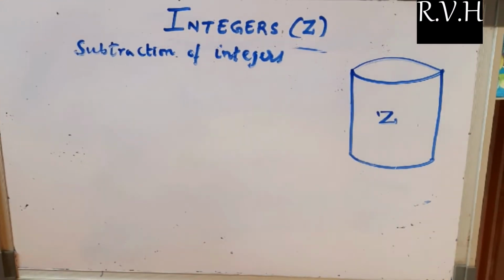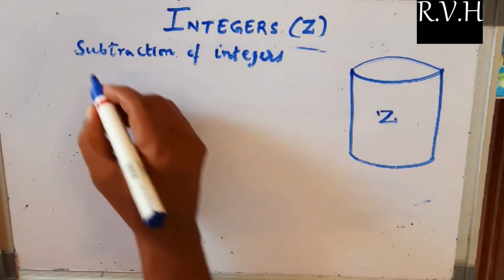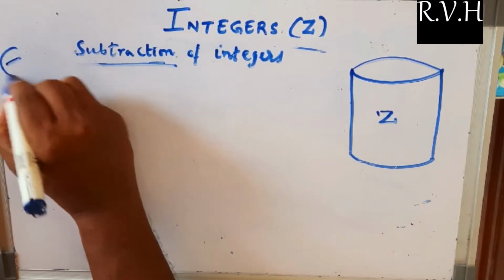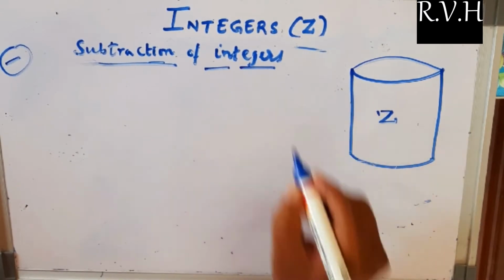Hello children, now we are going to deal with the subtraction of integers. In the first video we have seen how to add integers by means of the activity using those red bricks and green bricks. Now here we are going to deal with subtraction. You know subtraction. What symbol do we use? Minus, right? Subtraction of integers.